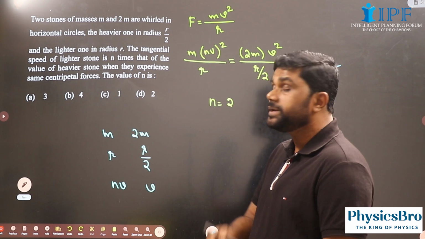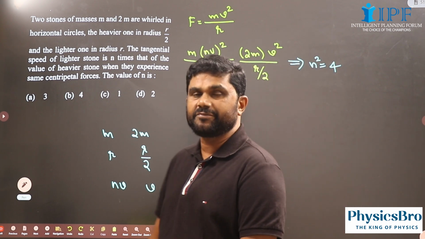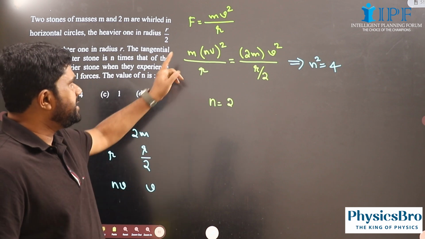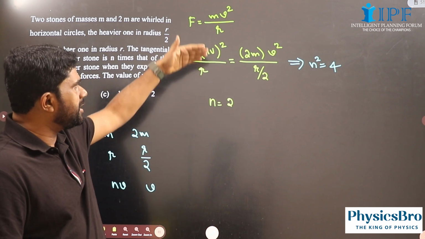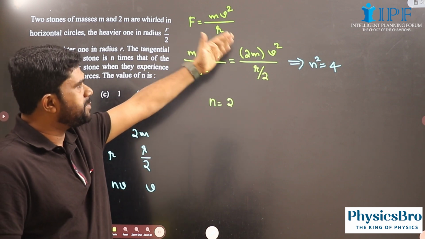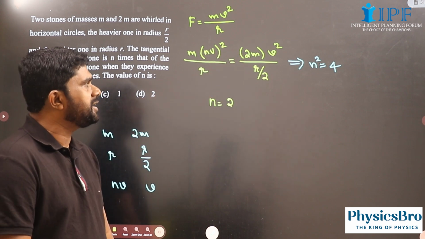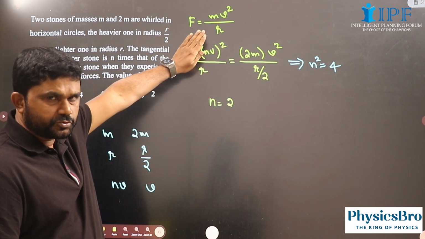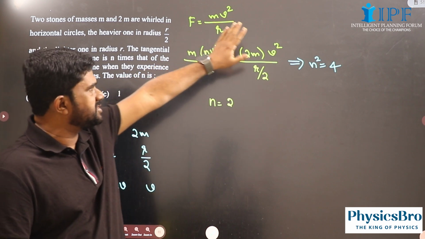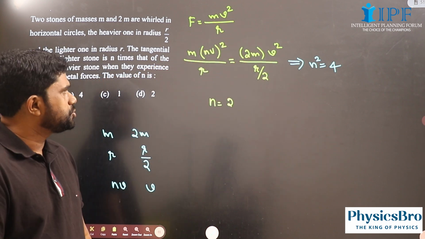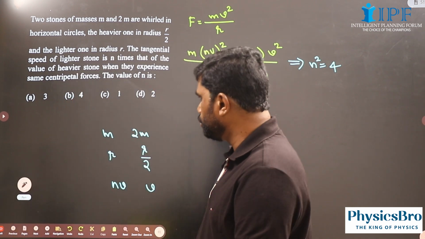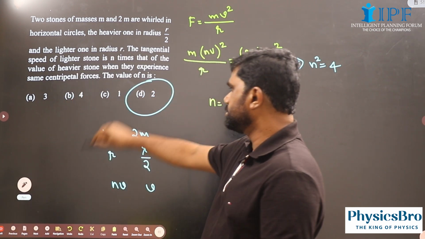Okay, experience the same centripetal force. So mv square by r is the same for both the bodies. Okay, m, speed is nv whole square divided by r. The other one is mass 2m, speed is v square and radius is r by 2. Okay, this is the centripetal force on first particle and this is the centripetal force on the second. So we will get n square equal to 4 and hence n equal to 2, right?